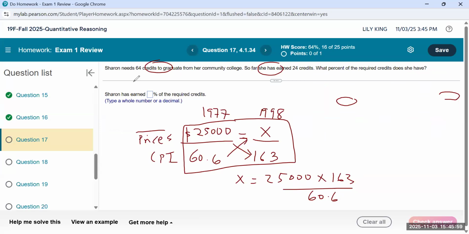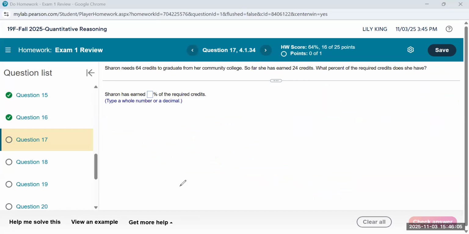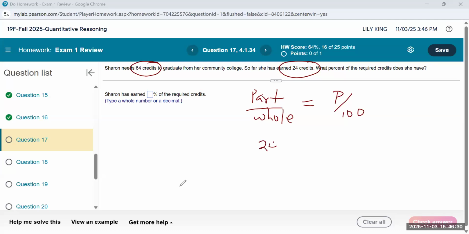Question 17. This is a percentage problem, and on the percentage we have part over whole equal to P over 100. Now the part here is the number of credits Sharon has earned so far in the class. So we have 24, and the total credit is 64 credits. This is the credit that she needs to graduate from her community college.